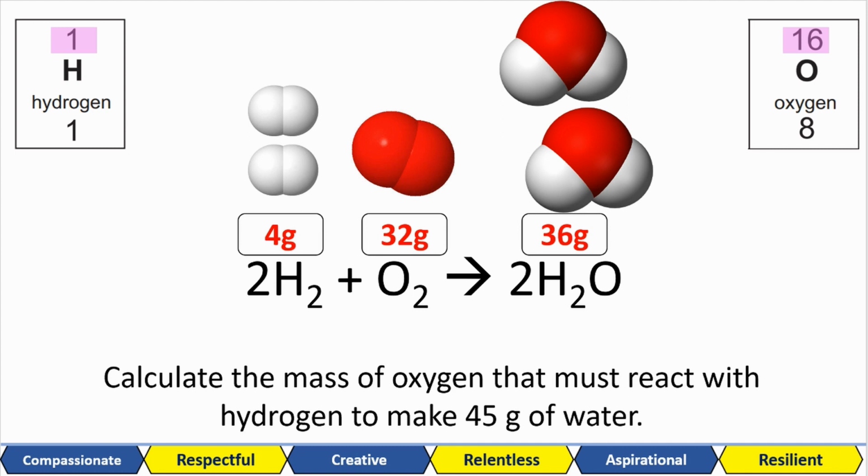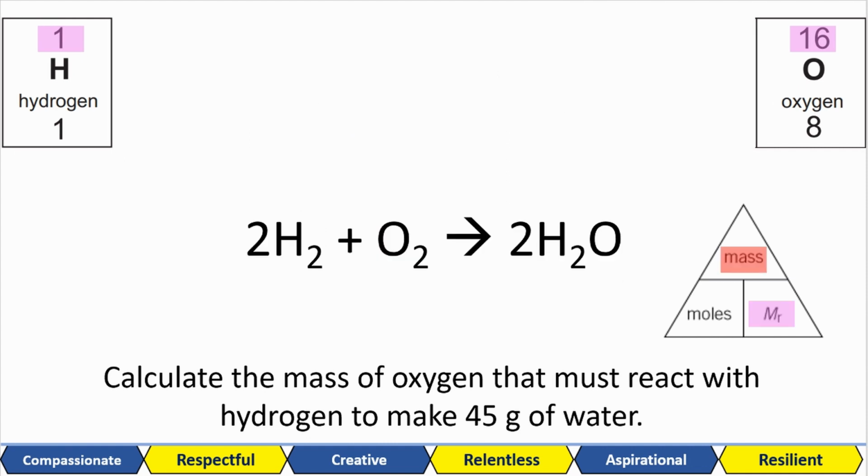A typical question for reacting masses will look something like this. Calculate the mass of oxygen that must react with hydrogen to make 45 grams of water. We simply need this equation. Moles equals mass over molar mass. Let's first identify what we want to work out. That's the mass of oxygen. What mass have we been given in the question? We've been given 45 grams of water that's been produced.